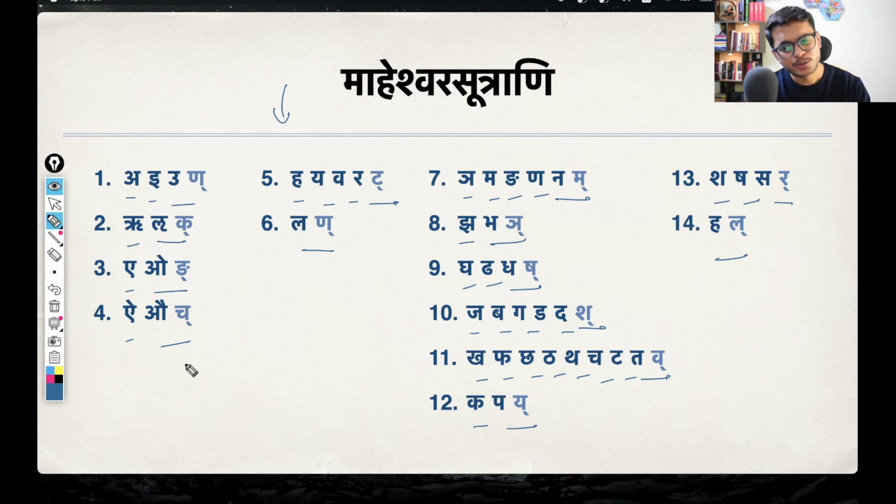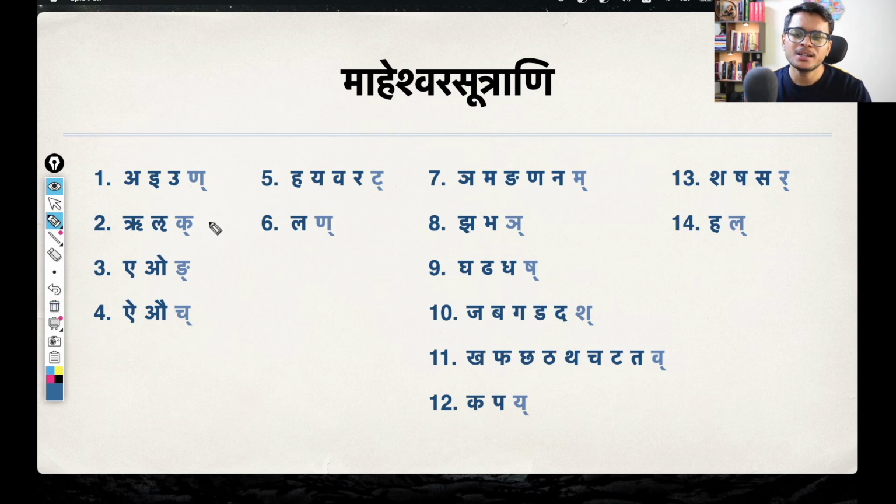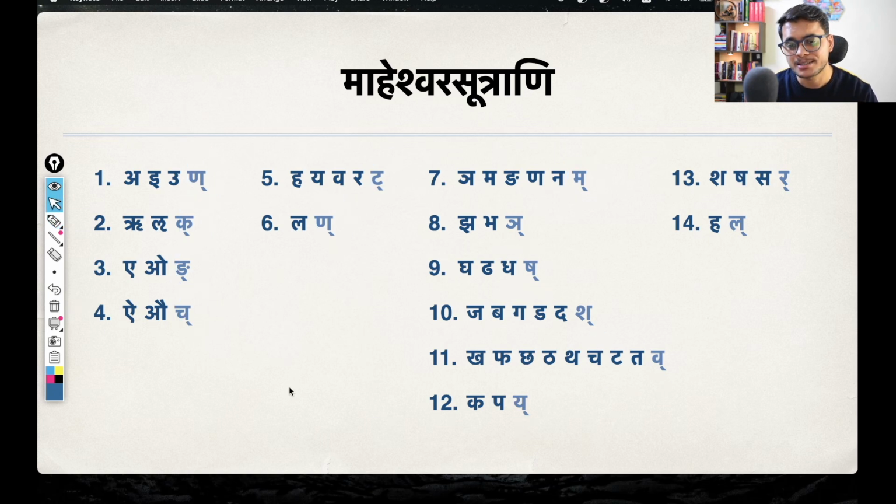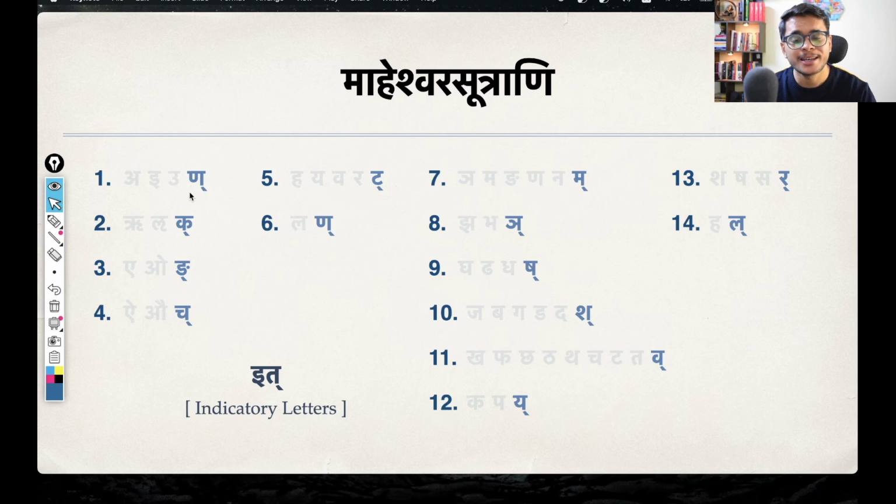Okay, so this is how the sutras go, and now you can already see that the last letters of each sutra I have marked in a different color. So all these last ones have a special name, and these are called it letters. In Sanskrit, it basically means an indicatory letter, a placeholder that is just used there to indicate something. How they are used, why they are used, we'll talk about when we move forward.